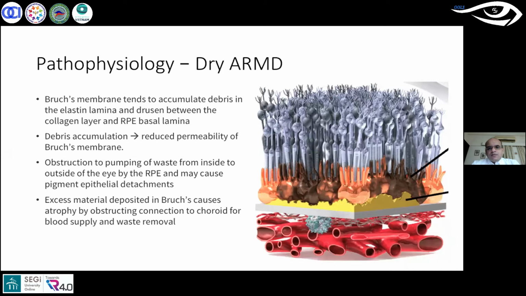So the waste products from the metabolic functional activities of the retinal pigment epithelium start collecting, and this is what we see as drusen. This leads to an obstruction to the pumping of waste from inside to the outside of the eye by the RPE and may cause pigment epithelial detachments. And then when there's excessive material deposit in the Bruch's membrane, it causes atrophy by obstructing the nutrition from the choroidal blood vessels from reaching the photoreceptors, and also the waste removal. So there's basically a complete derangement of the normal functioning of the metabolic pathway here, resulting in death of the cells.